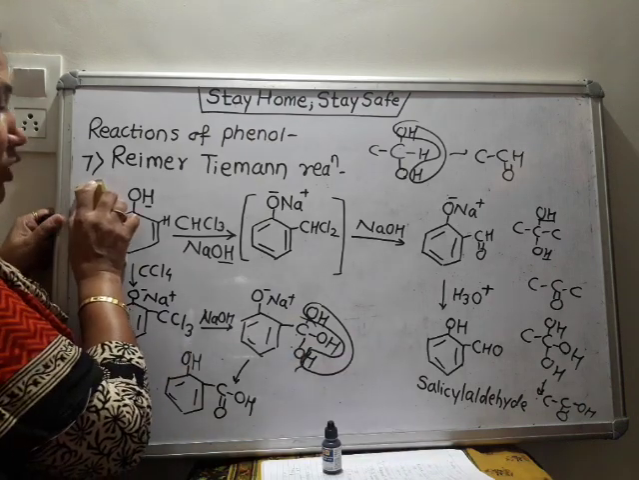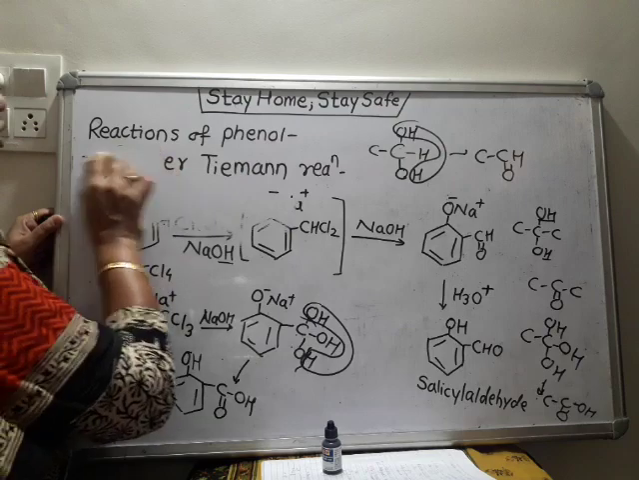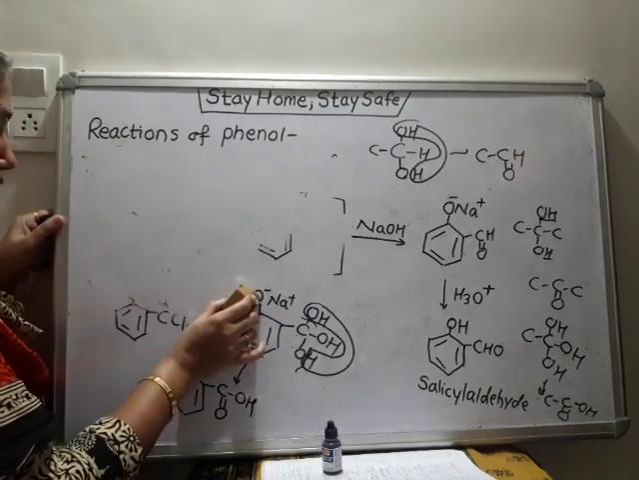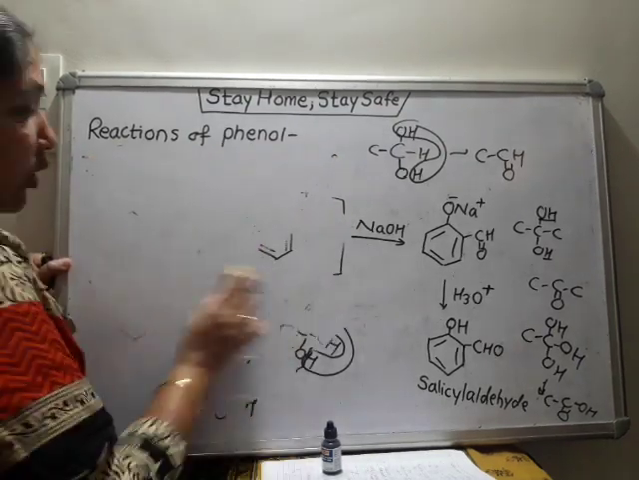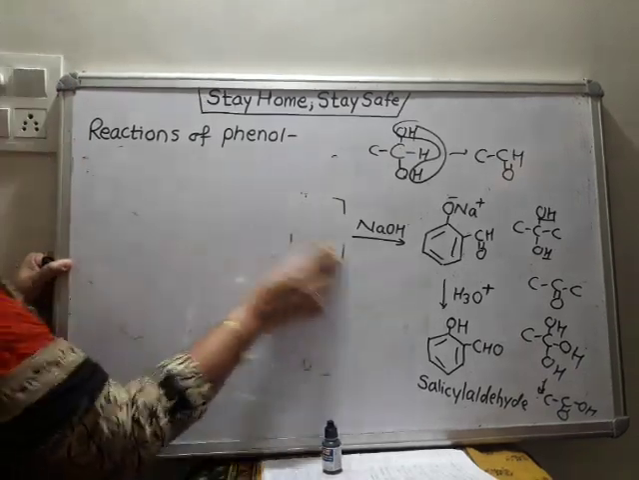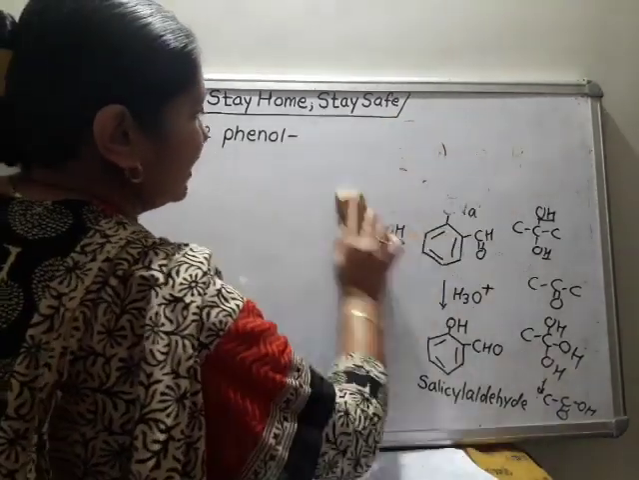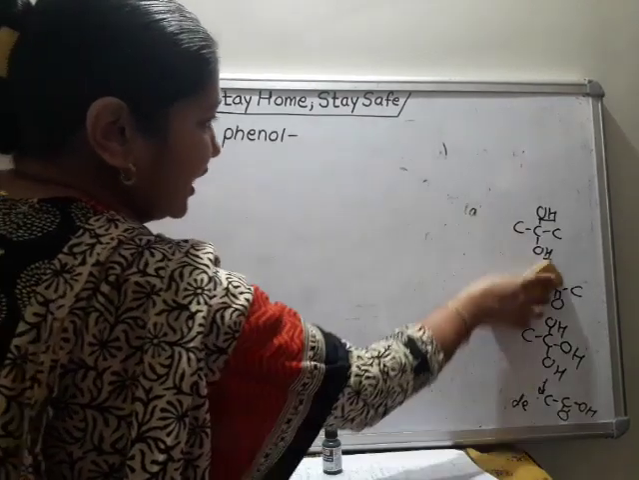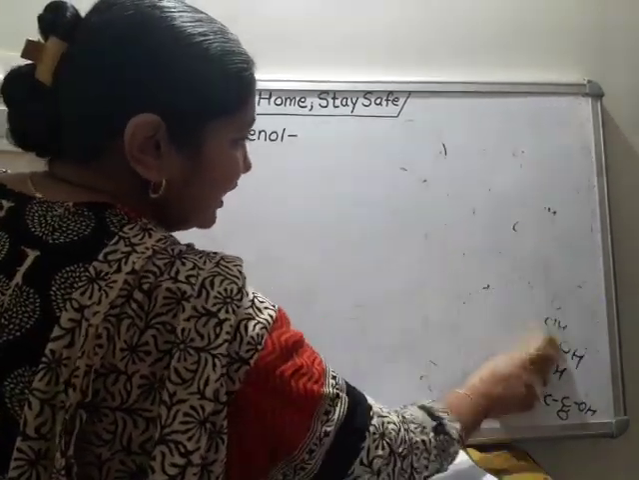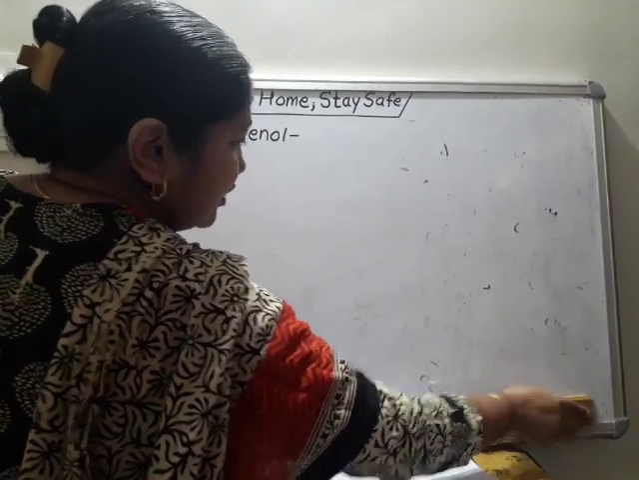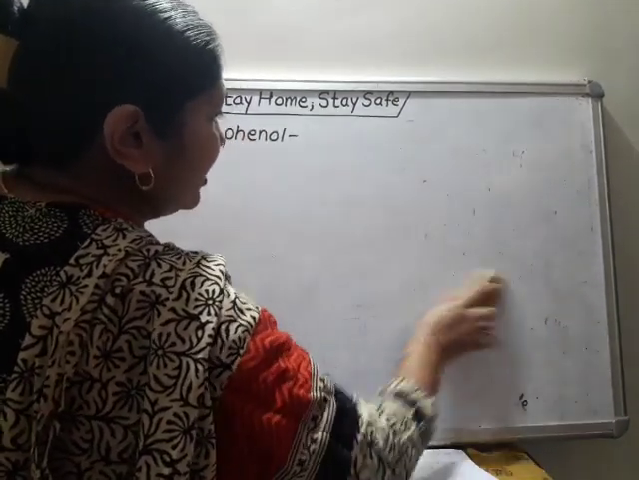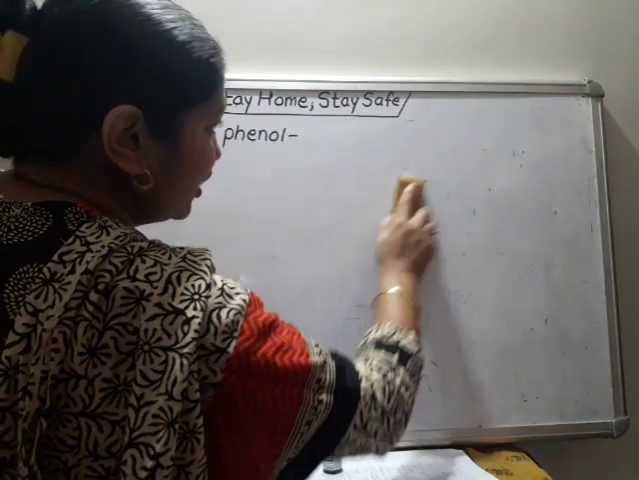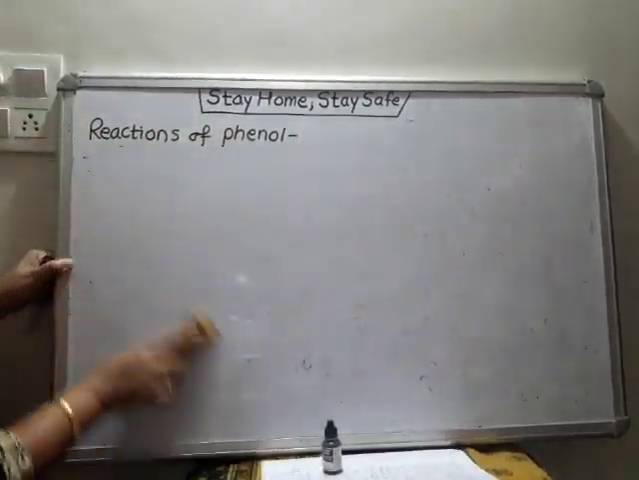And the last reaction of phenol. Now we will discuss the last reaction of phenol, which we call Kolbe's reaction. What is that reaction? See, by using Kolbe's reaction, we can prepare salicylic acid. But the reagents used are different, not like the Reimer-Tiemann reaction.